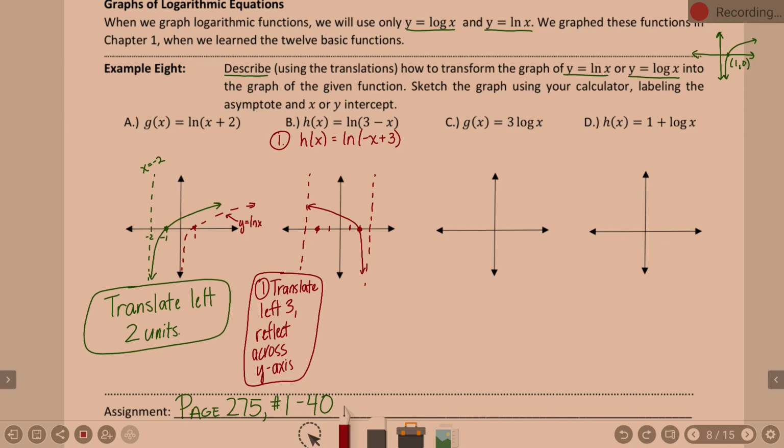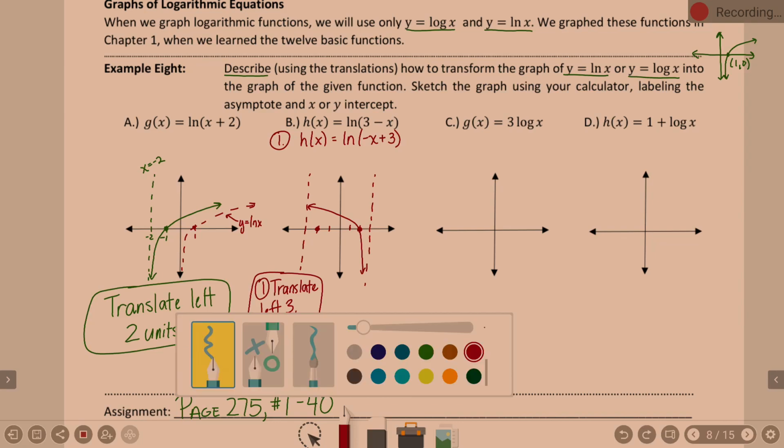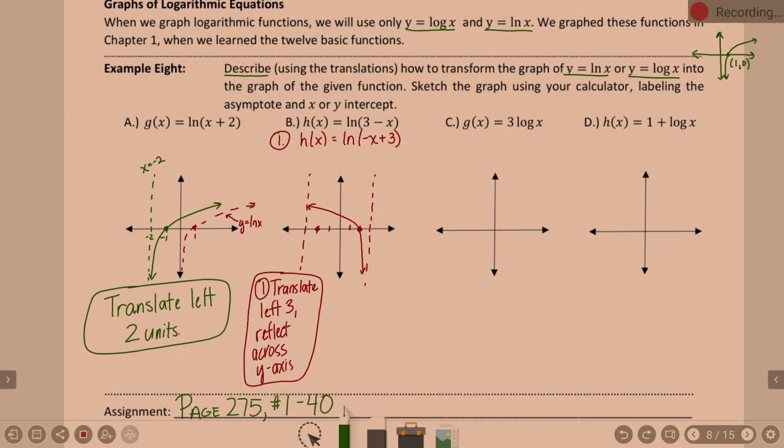Now, I want to talk about one other option of how to rewrite this. The other way to rewrite this, and it still works, is to go one step farther than what we did last time and take this negative and factor it out. If you factor out that negative, it's natural log of the negative of, in parentheses, x minus 3.